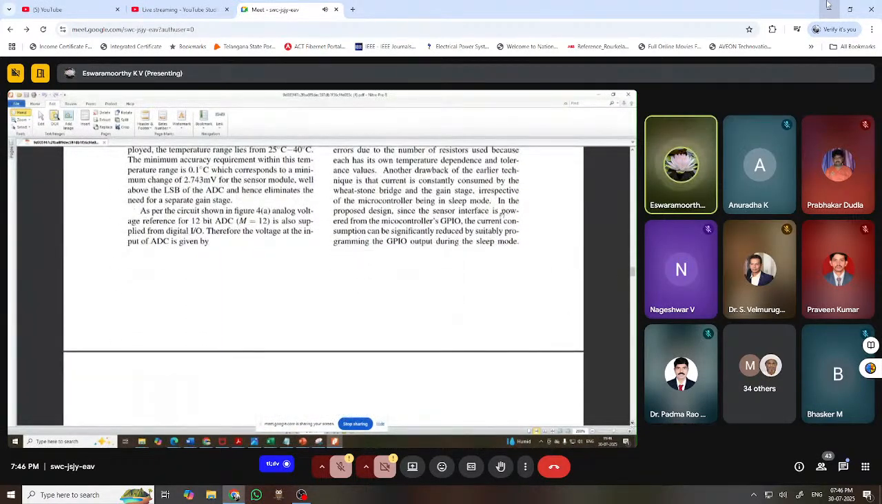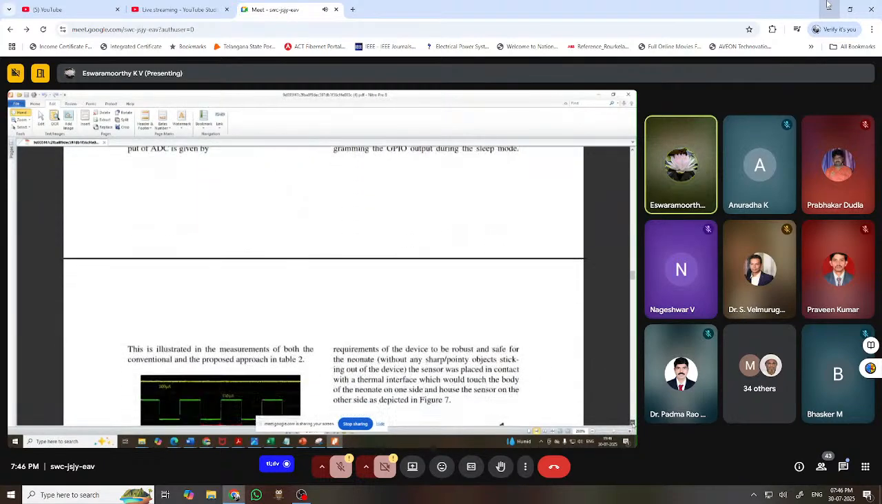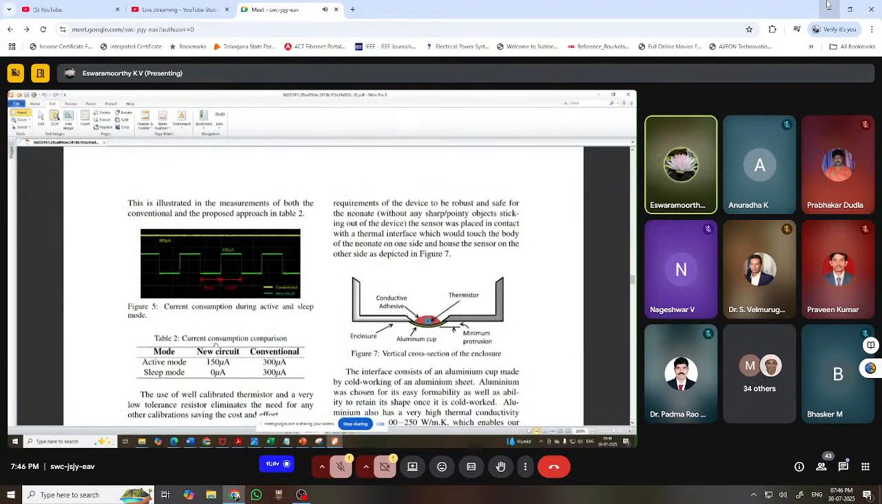right? And they also made this go into sleep mode by using programming. So they also analyzed what the sleep current is, what the conventional one is, and they have a new circuit, active mode and sleep mode, and the conventional one, and what current they have taken.